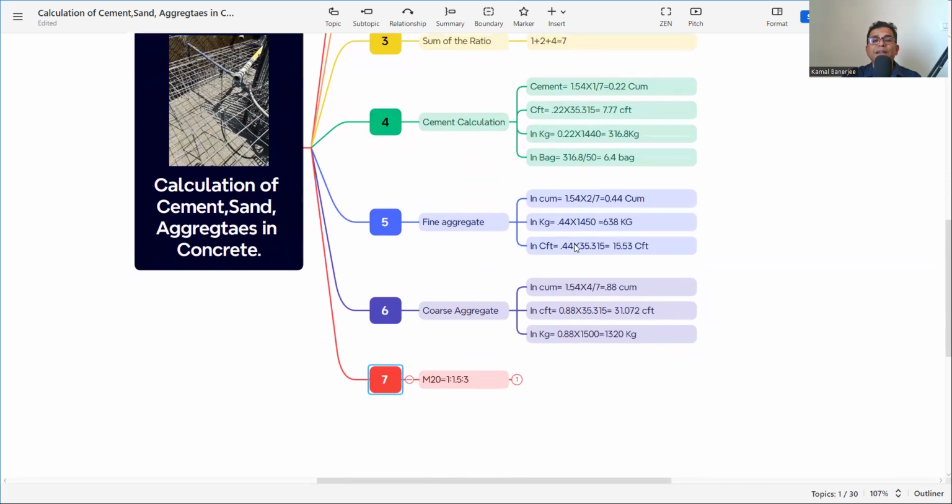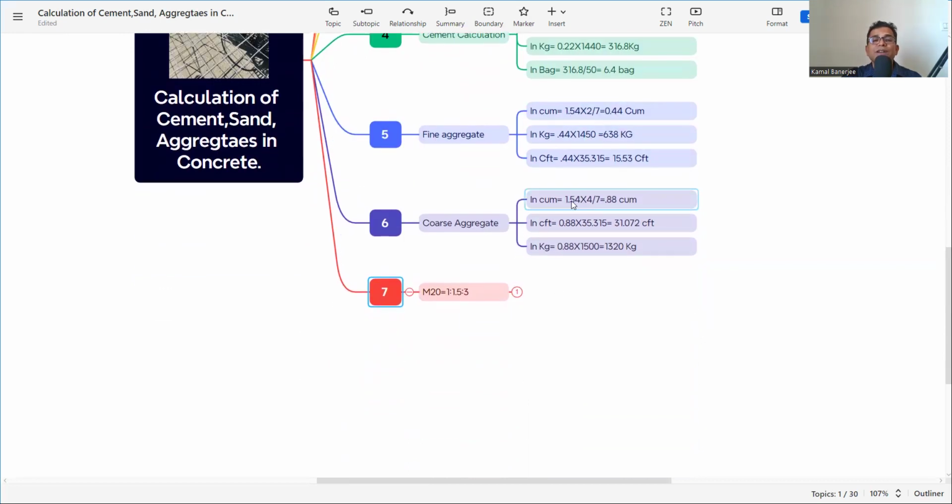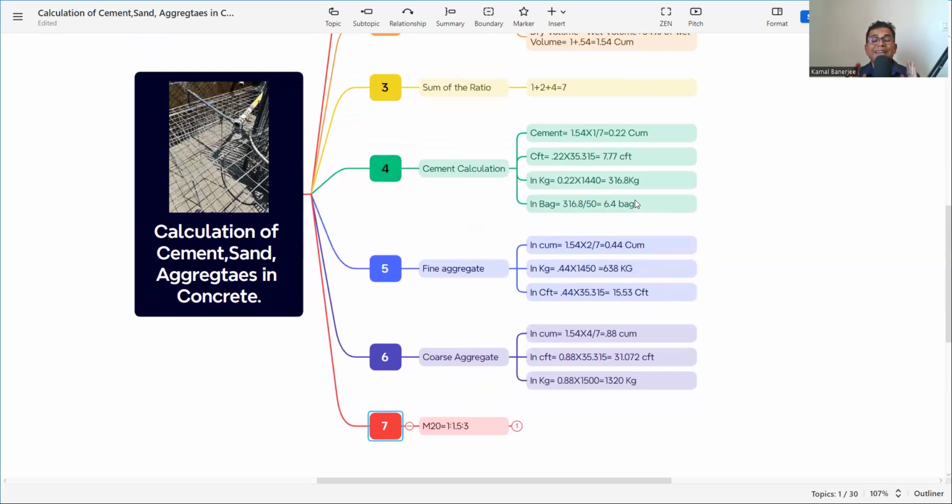In the same way, fine aggregate is 1.54 into 2 parts divided by the sum of the ratio. And in the same way, coarse aggregate is 1.54 into 4 parts divided by the sum of the ratio, that is 0.88 m cube. And these are the formulas for the calculation of cement, sand and aggregate in nominal mix. If you want to do it at the site, apply this and you will get the exact amount of cement. Here is a catch: maybe there's some wastage, so calculate as per your requirement and wastage also, so that you can get the right kind of material and the right quantity.